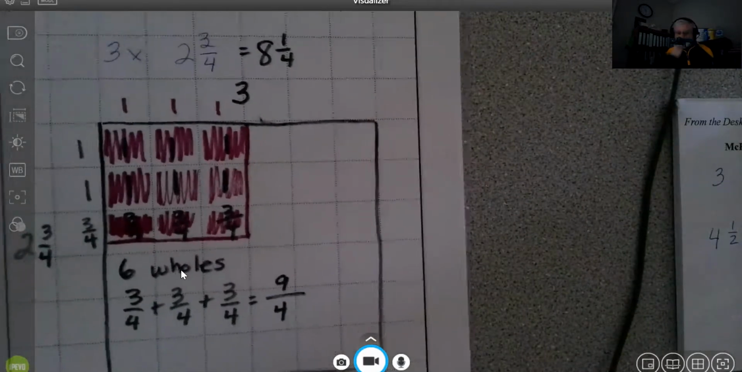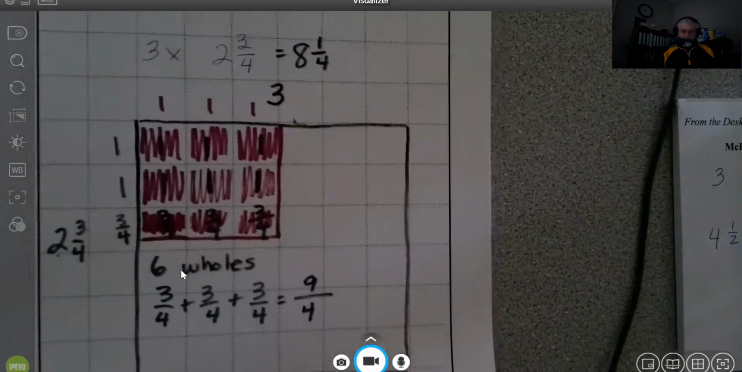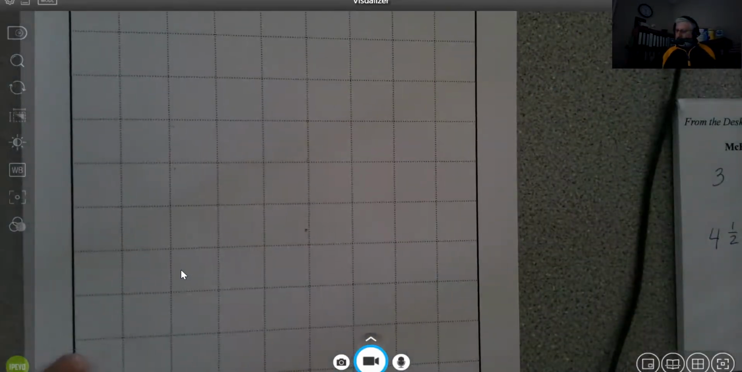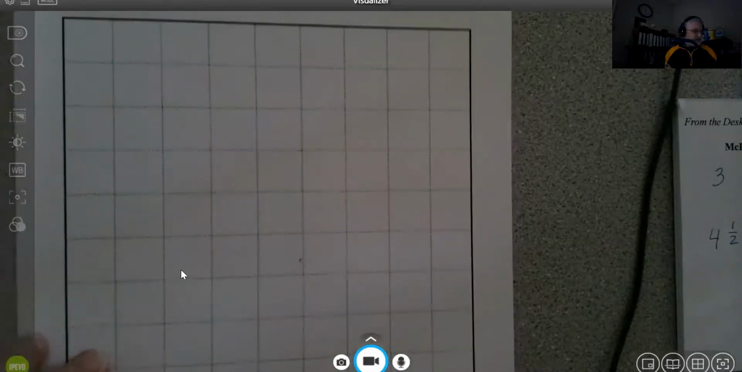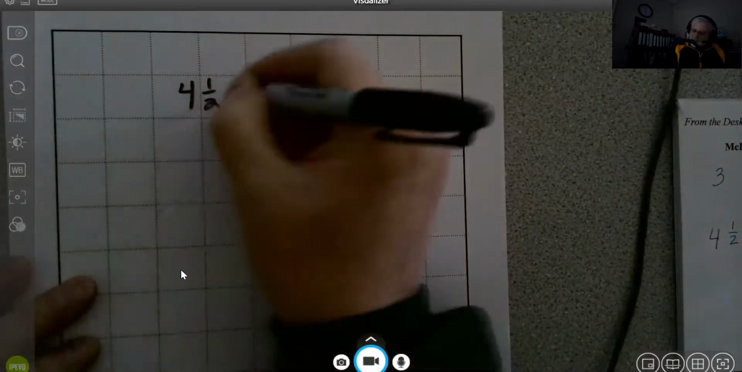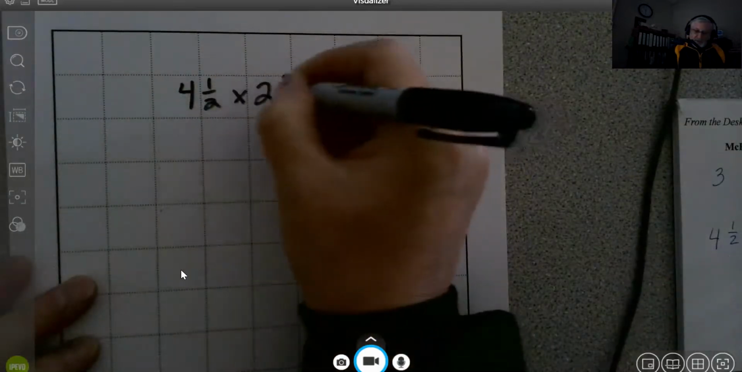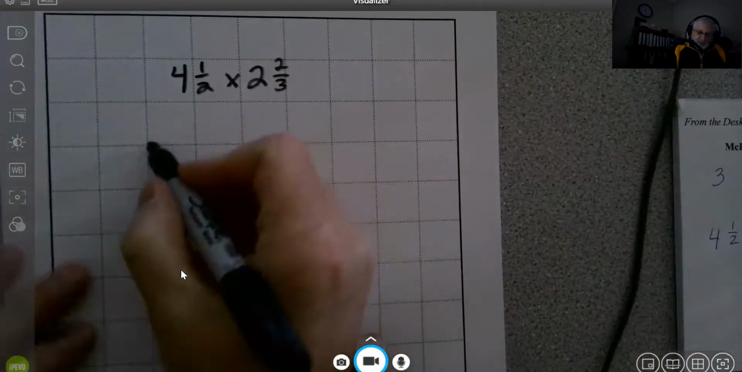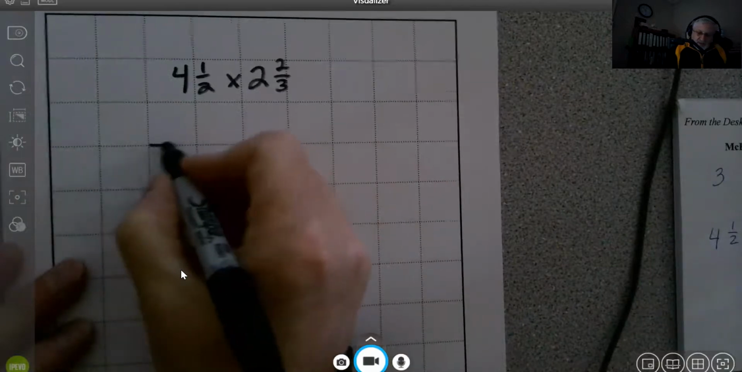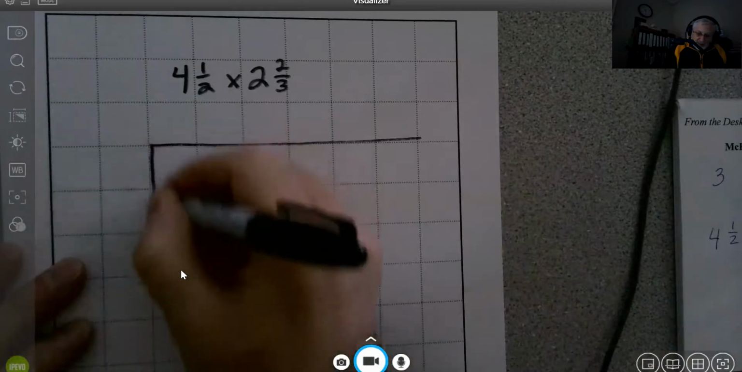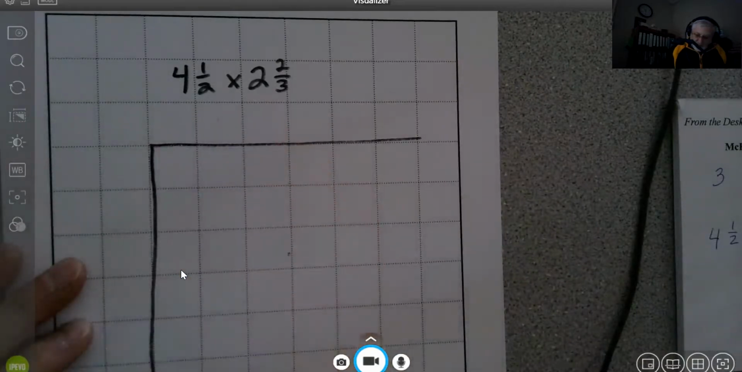Okay. We'll do another example by using a grid. So this one would be 4.5 times 2 2/3. So let's do 4.5 going across. So I'm going to make my shape a little bigger than what it has to be.